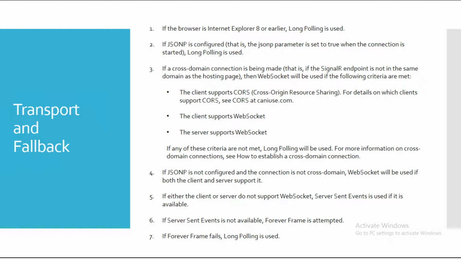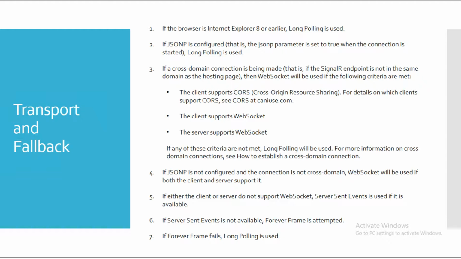So these are the transports and fallback methods of SignalR that I was talking about earlier. Depending on the version of the browser, it will use long polling, or if JSONP is configured to be true, it will again use long polling, which I demonstrated earlier. If it's a cross-domain connection, it can also use WebSockets if the client supports CORS, cross-origin resource sharing. All three conditions have to be met: the client needs to support WebSockets, the server needs to support WebSockets, and the client needs to support CORS.